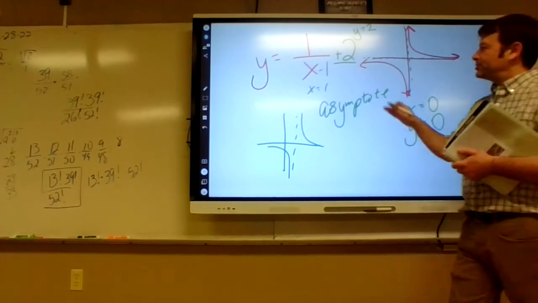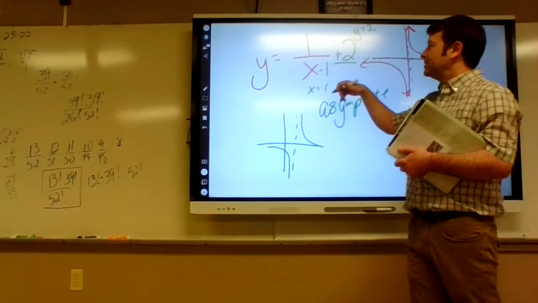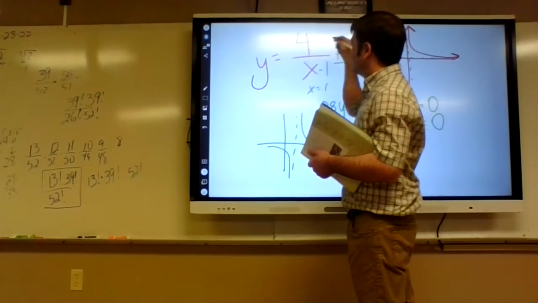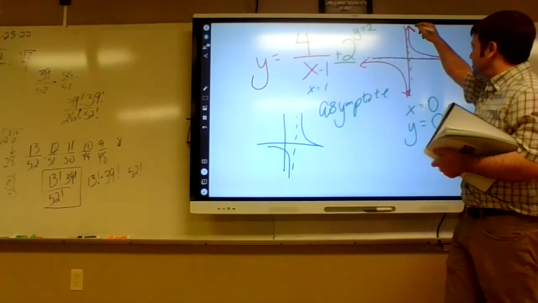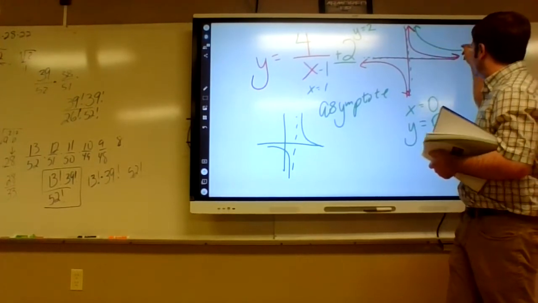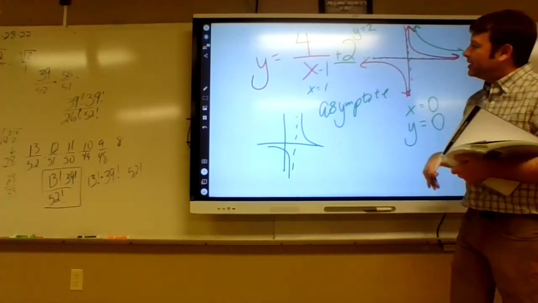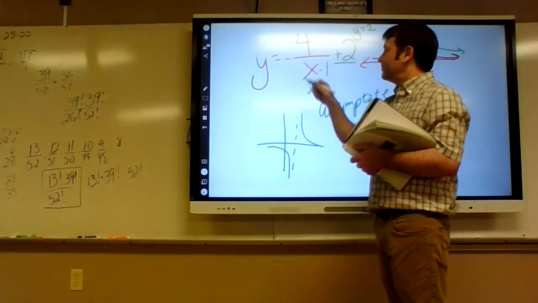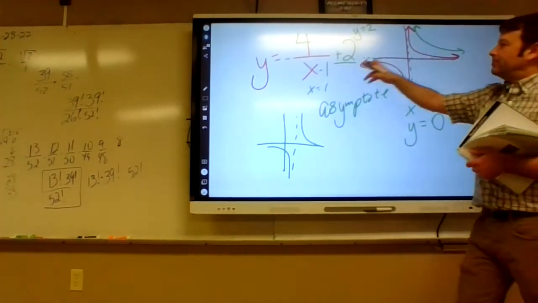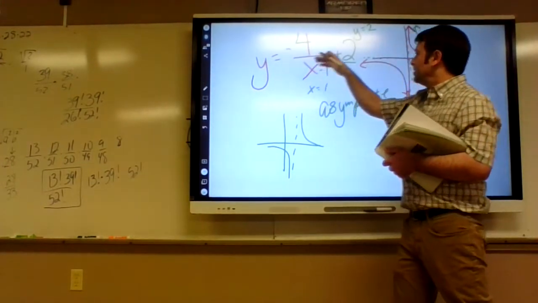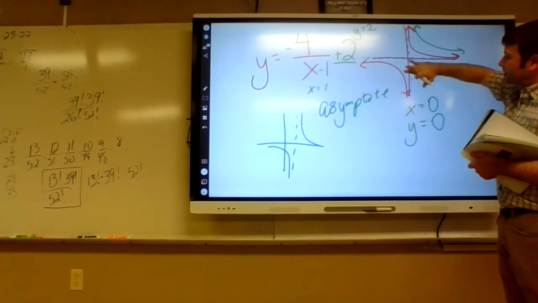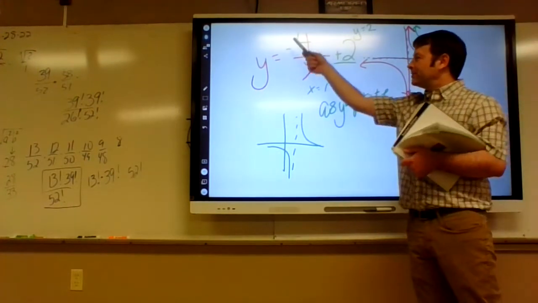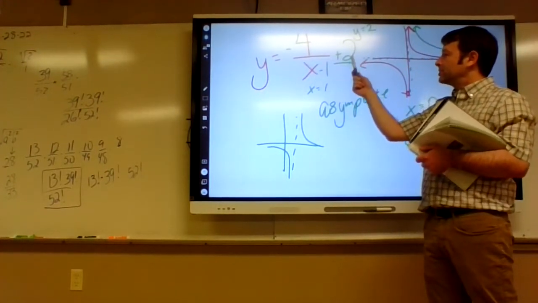Okay, those were the two main things, but there were a couple other things. You guys know what happens if I do like a 4 right there? It goes up steeper. The picture's the same, it just goes up faster, not much. What if I put a negative right there? It just flips it vertically, so like this guy will be down here and this guy will be up there. They don't really ask about that stuff though, they just ask about the horizontal and vertical asymptote.